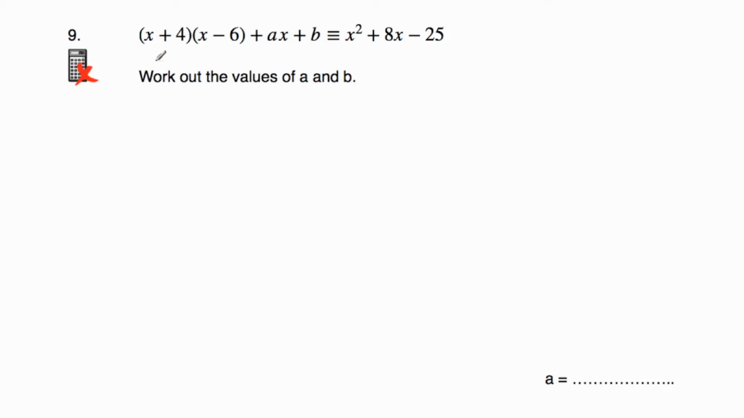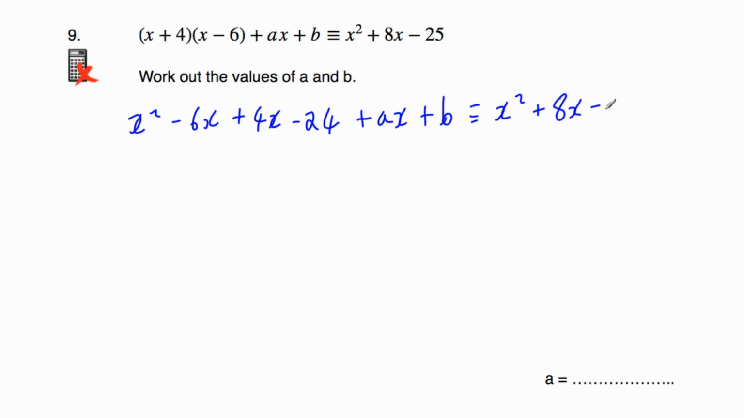So question number 9, we've been given x plus 4 in brackets, then brackets x minus 6, close brackets, plus ax plus b is equivalent to x squared plus 8x minus 25. So let's expand our brackets. x times x is x squared. x times minus 6 would be minus 6x. 4 times x is plus 4x, and then 4 times minus 6 would be minus 24. So that's just expanding our brackets, and then we've still got our plus ax plus b, and that's equivalent to x squared plus 8x minus 25.